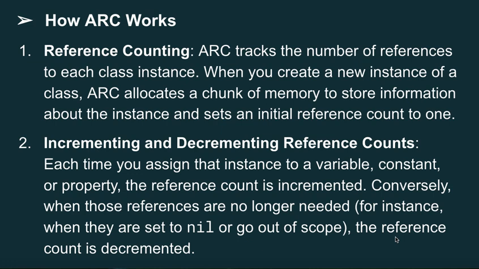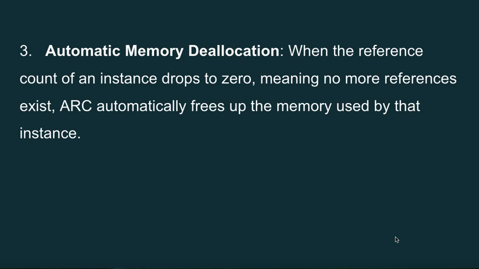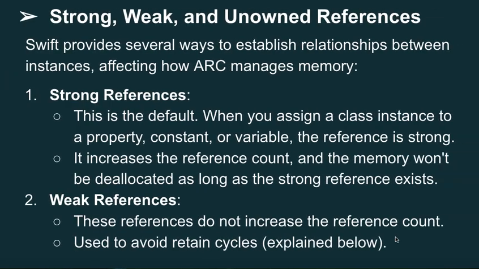Number two, incrementing and decrementing reference counts. Each time you assign that instance to a variable, constant, or property, the reference count is incremented. Conversely, when those references are no longer needed, for instance when they are set to nil or go out of scope, the reference count is decremented. Number three, automatic memory deallocation. When the reference count of an instance drops to zero, meaning no more references exist, ARC automatically frees up the memory used by that instance.